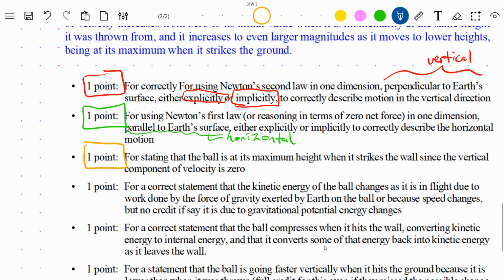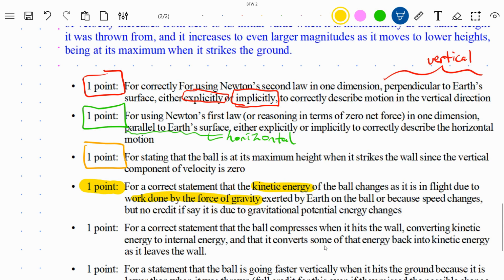Next point. Let's see, I'll go to a, I guess, highlighter. So 1 point for a correct statement that the kinetic energy of the ball changes as it is in flight due to work done by the force of gravity. So this point doesn't even call out anything in tremendous detail, like the kinetic energy is decreasing and positive work, negative work. Really, this point is just making sure that you're correctly discussing that concept of the kinetic energy changing as it is affected by the work done by the force of gravity.